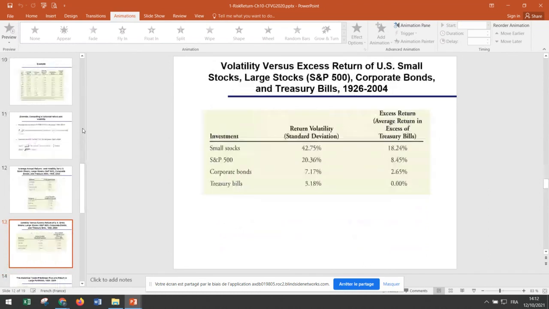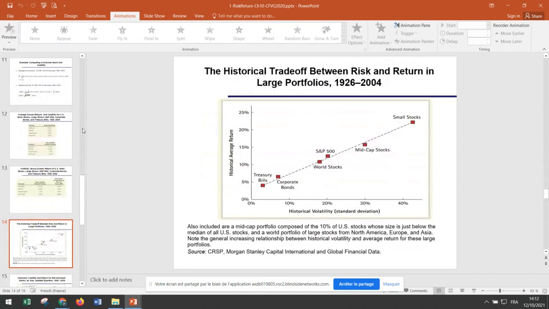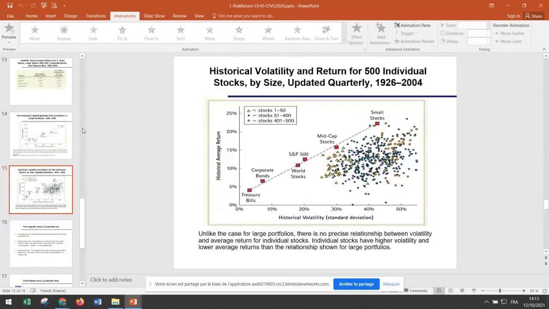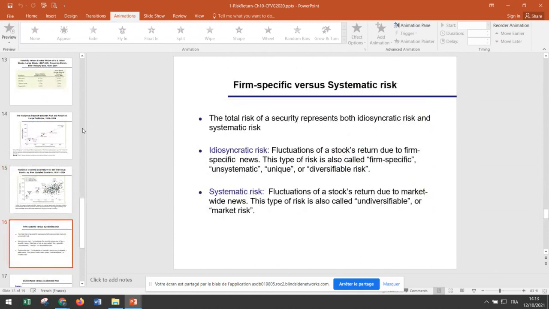The interesting part is that we find some linear relationship when we have large portfolios. We can find a linear relationship between historical volatility and historical average returns. Interestingly, when you go for individual stocks, the relationship is not so clear. There is no precise relationship between volatility and average return for individual stocks. But when you have a large portfolio, you can find that relationship.